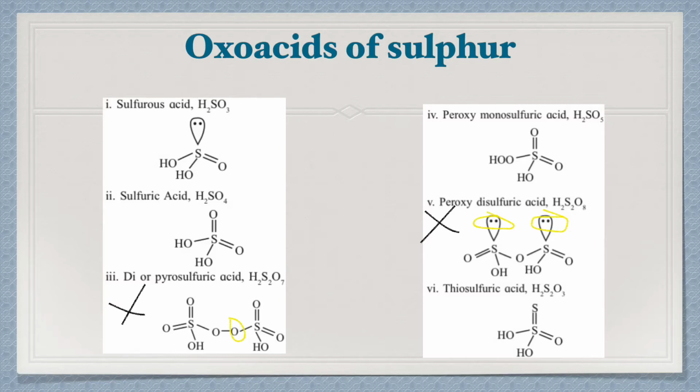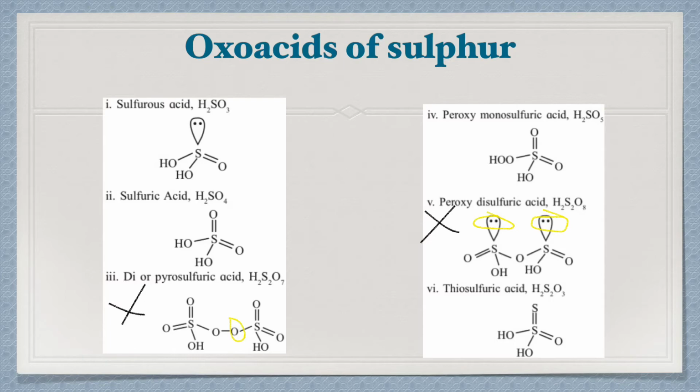Now the next structure is peroxydisulfuric acid. What is the formula given? It is H2S2O8. Now the formula given is right, but when you count the number of oxygen in the structure, it is less. Therefore this structure is wrong. This we'll see in the next slide.